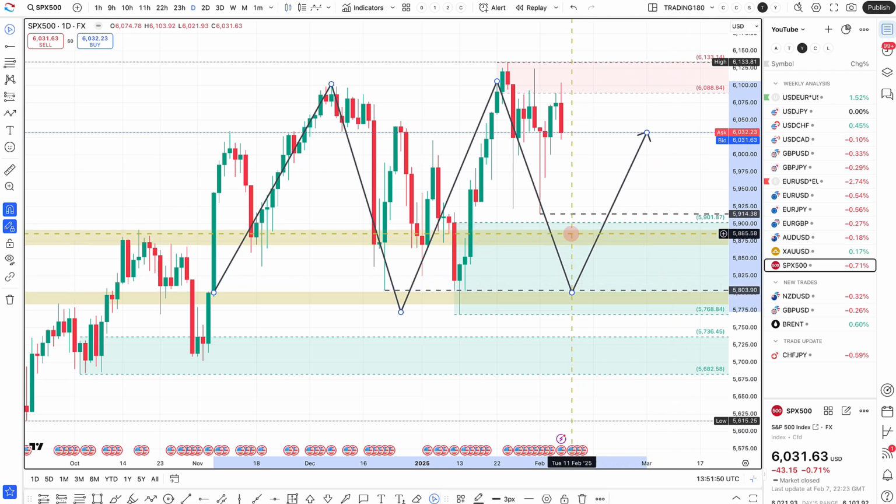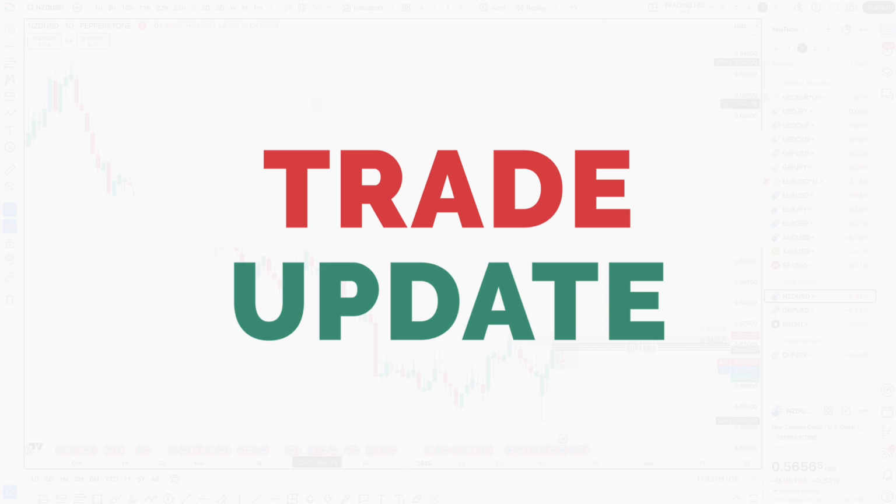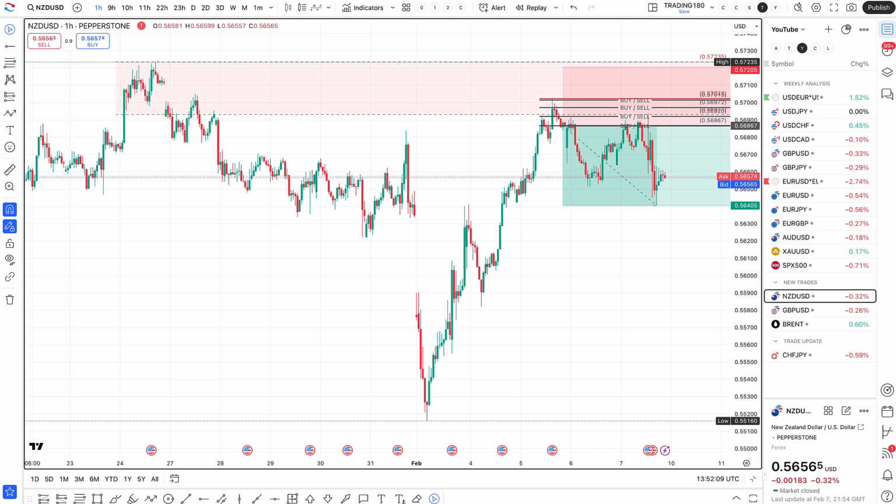And so that brings us to the end of the week's fundamentals, and getting into some new trades that I got into, as well as some trade updates on previous weeks' trades. So looking at the New Zealand dollar, US dollar, again, fundamentally it made sense to get involved short. This was a daily supply zone.